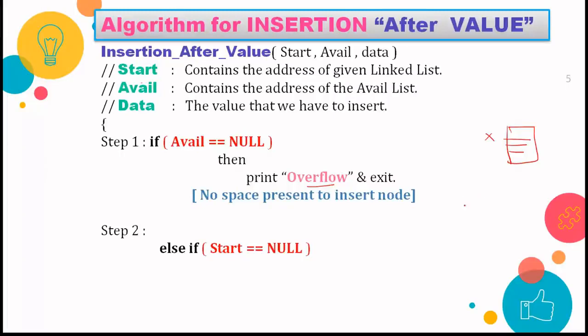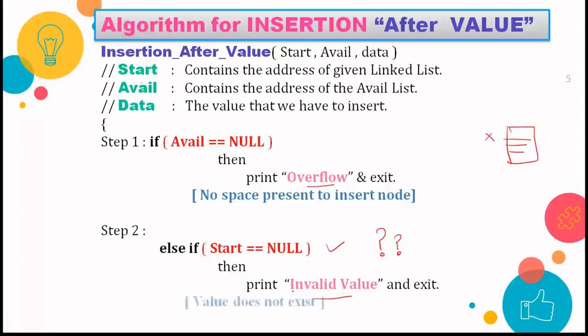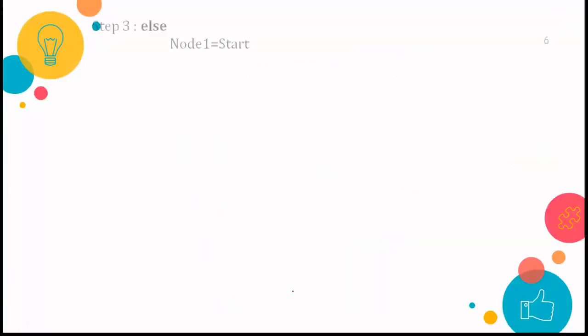And we will also check the second condition. If start is equal to null: start stores the address of the first node of the linked list, and if it is also pointing to null, it means that we don't have any set of nodes. If we don't have any nodes, then how are we going to search the value? There are no nodes available. So here we are going to print invalid value, or you can say that the value is not there. Then let's go to the next step.